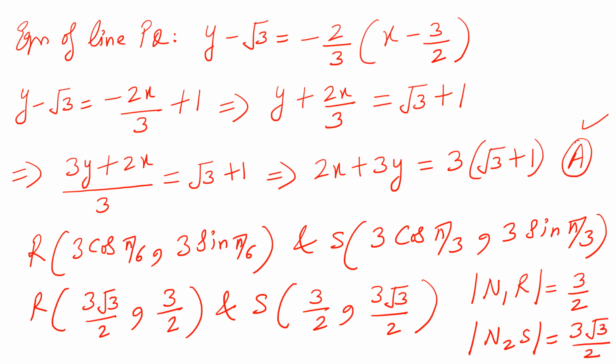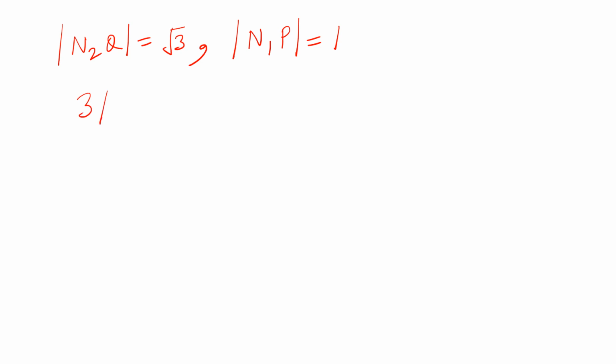Now students, we move further. Now similarly, mod of N2Q is equal to the y coordinate of the point Q, which is equal to root 3, and mod of N1P is equal to the y coordinate of the point P, which is equal to 1. Now in the option C, it is given that 3 into mod of N2Q is equal to 2 into mod of N2S. Now let's check whether it is correct or not.